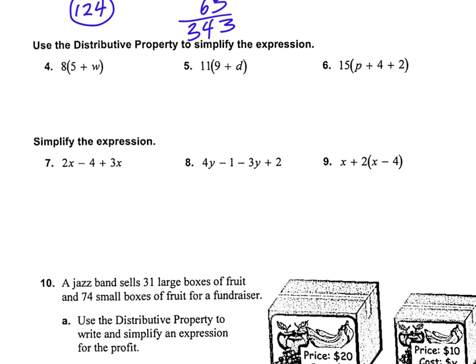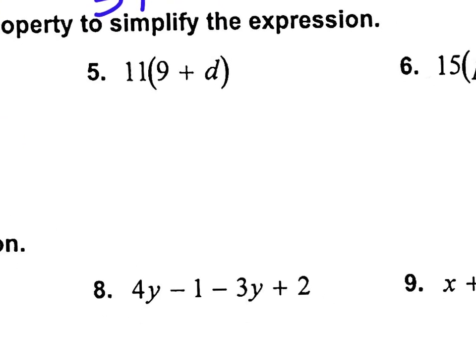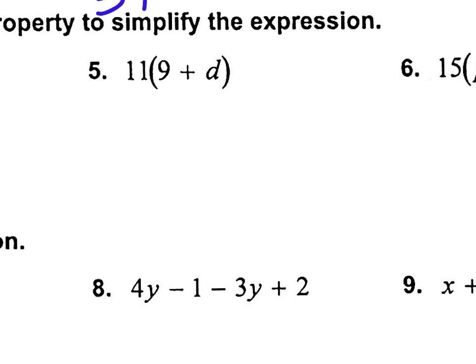Use the distributive property to simplify the expression. Okay, so we're going to do that Santa hat thing. 8 times 5, 40. 8 times W, 8W. That's it. We're done. Let's do the next one. I'm going to zoom in a little bit closer because I'm having a hard time writing it. So 11 times 9 is 99, and then 11 times D is 11D.